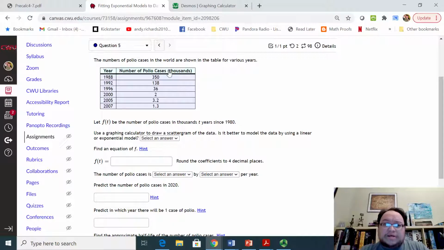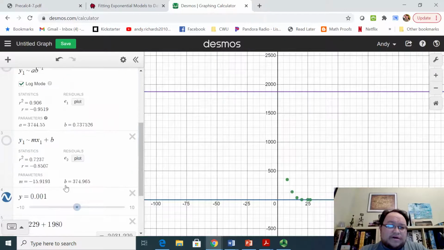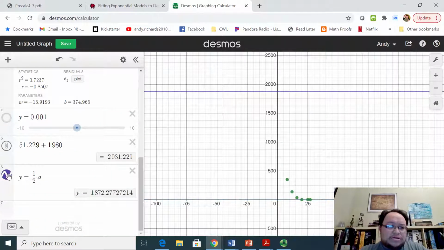The key part, one of the things that I've noticed students have missed the most, is this is in the thousands, so it's not like there are only 350 or 350,000 people that have polio. So when we translate this over, we want to make sure that our years are the number of years since 1980. So 1988 is 350, and then 1992 is 12. I've gone ahead and done that here in Desmos. If you don't know how to do that, that's totally fine. I can show you very quickly how to do that.